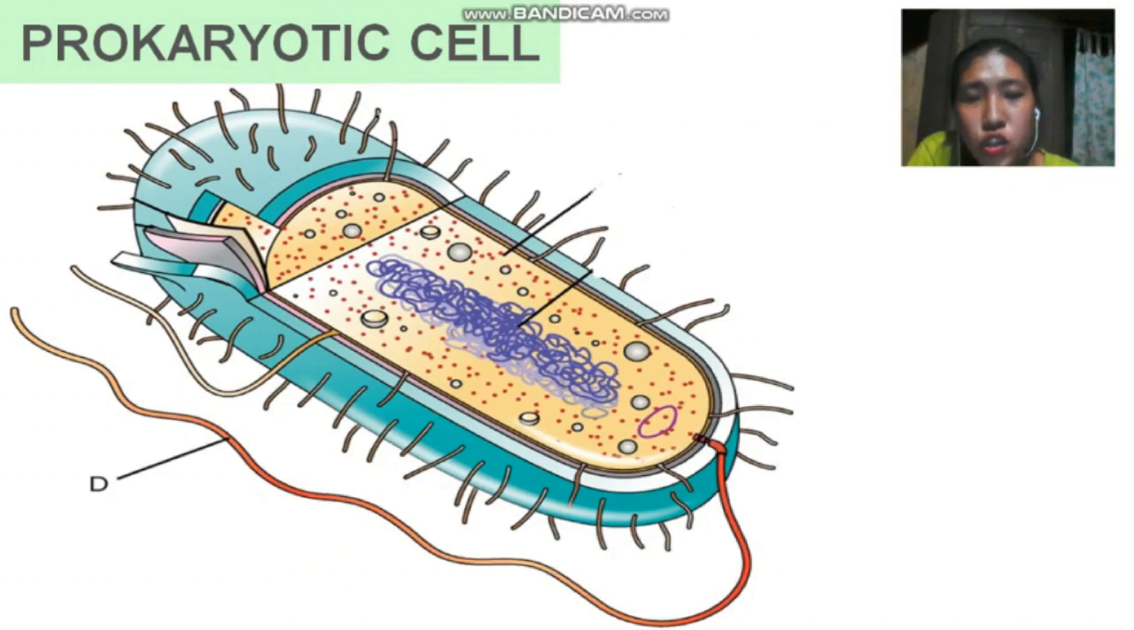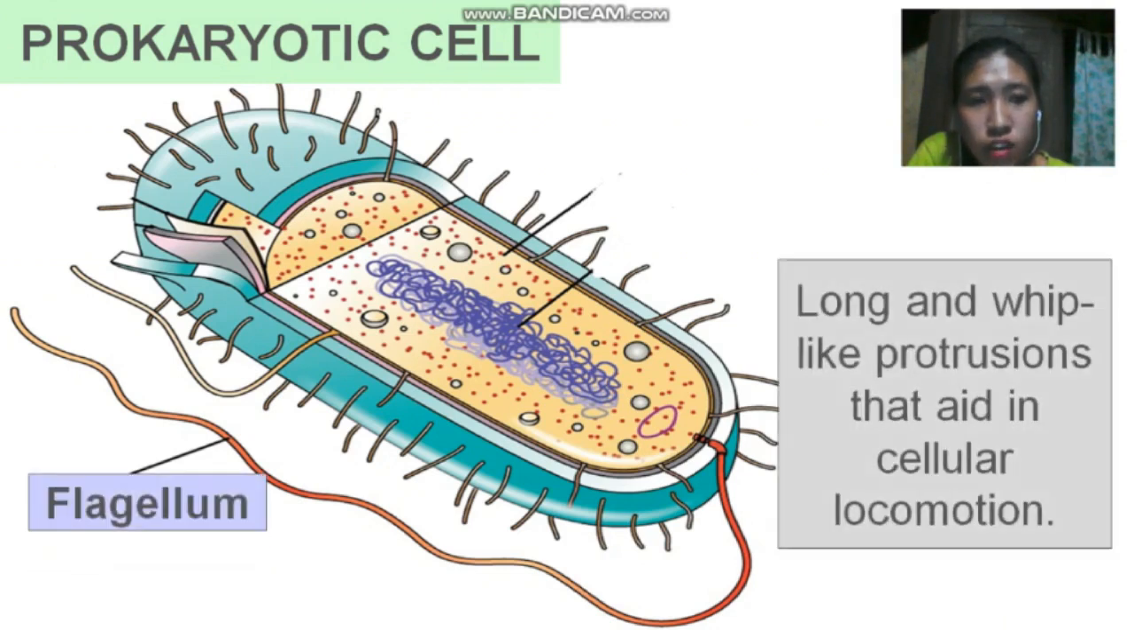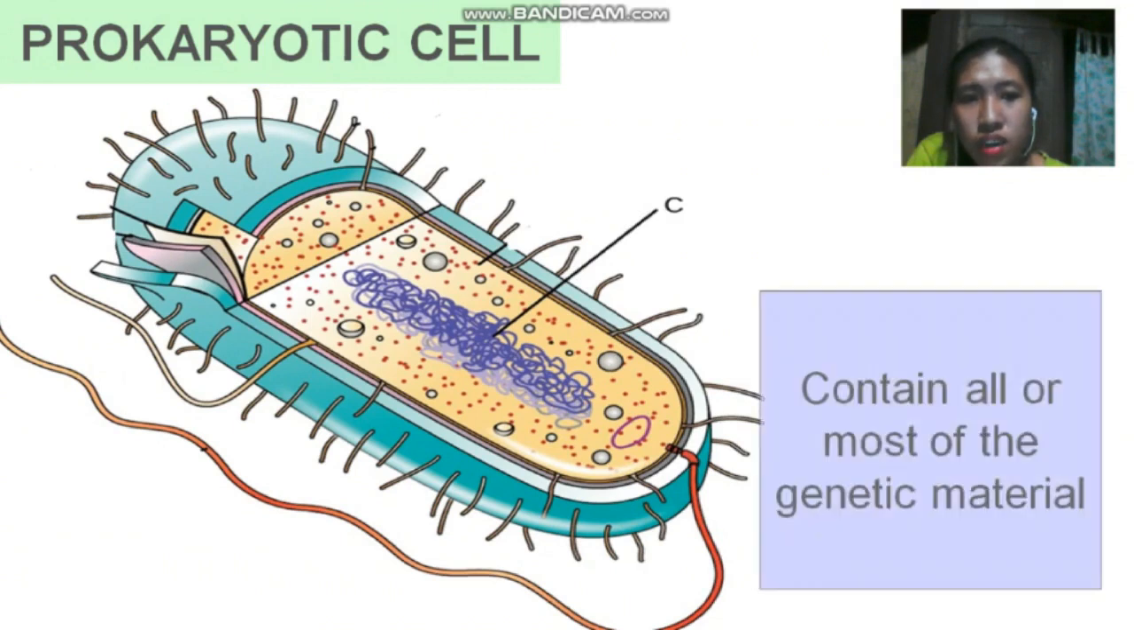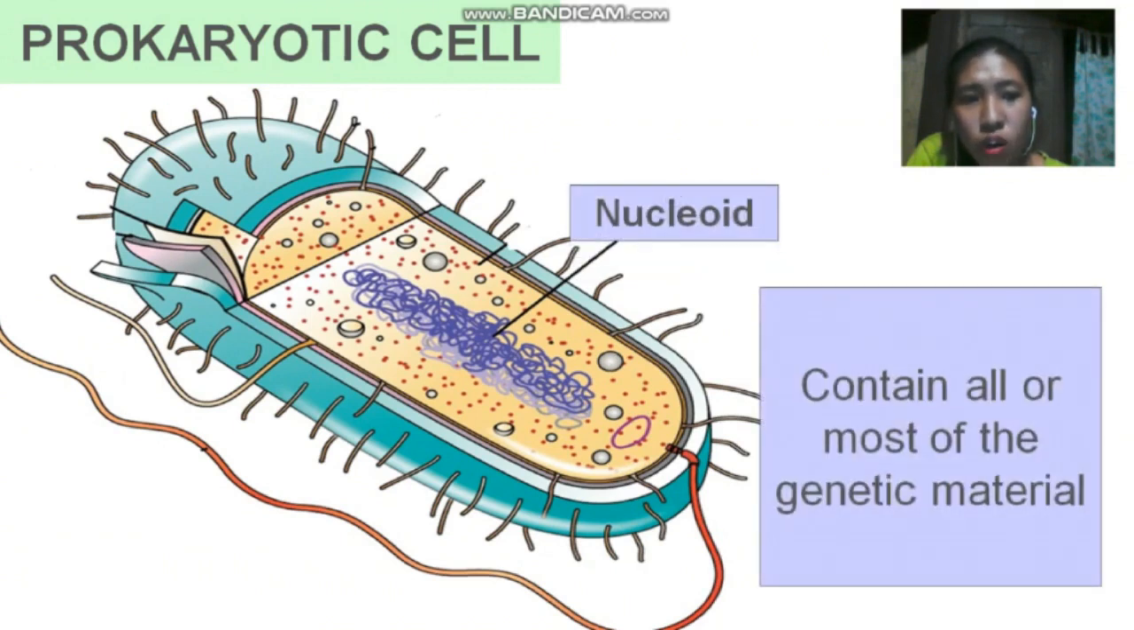Another major feature of prokaryotes is the flagellum, described as a long, whip-like protrusion that aids in cellular locomotion. Take note that the flagellum has the most critical role since it is responsible for the movement of the cell, as well as sensory functions that allow it to sense changes in its surroundings, enabling the cell to respond appropriately. Next is the nucleoid, which contains all or most of the genetic material.